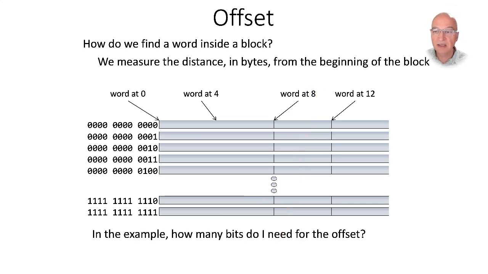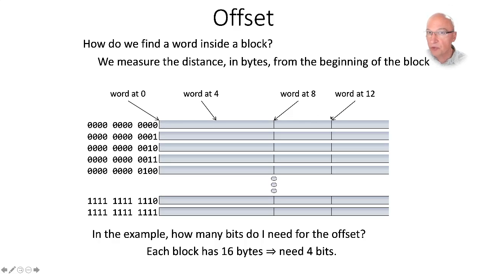So the slide asks, how many bits do I need for the offset? Well, I'm going to need 2 bits to identify the word, and there are 2 bits to identify the byte inside the word. So I have 4 bits to identify which word: word 0, word 4, word 8, and word 12. So the total offset will be 4 bits, and those 4 bits could be divided in groups of 2.